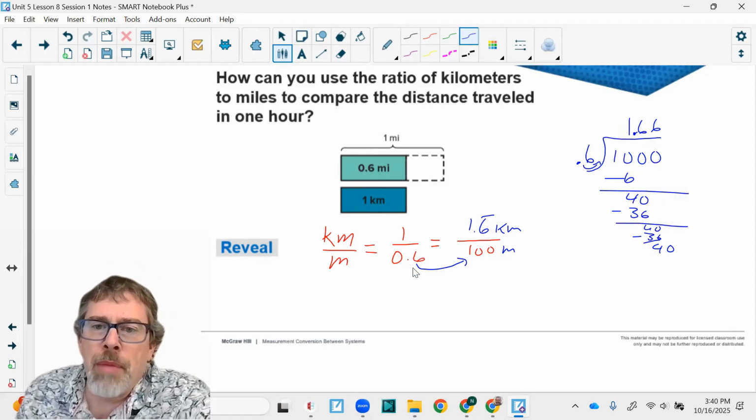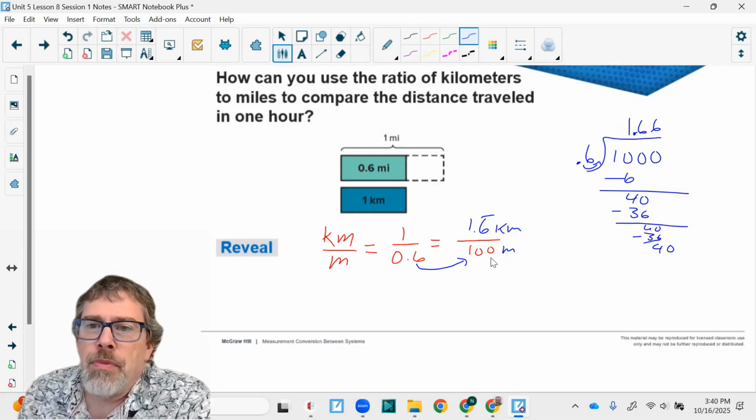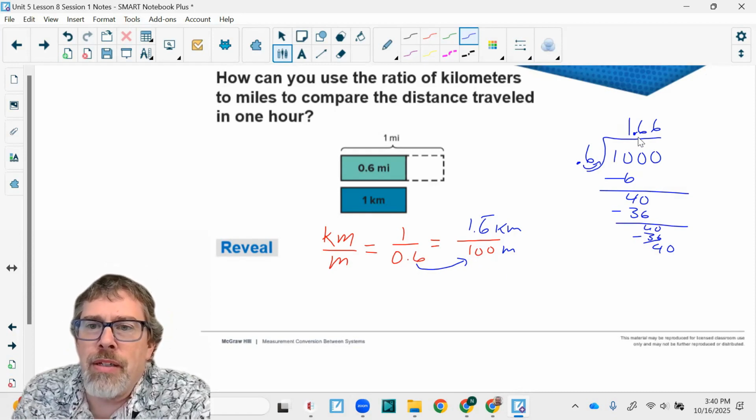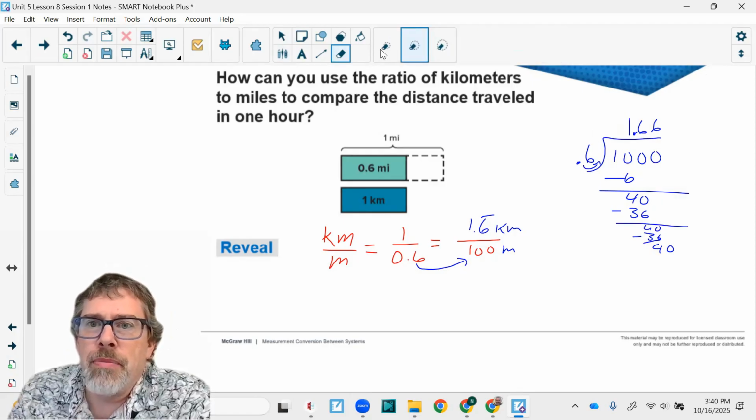So I had to multiply 0.6. Is that right? No, of course it's not. I have to multiply 0.6 times what to get 100? It's not 1.6. It's 166.6.